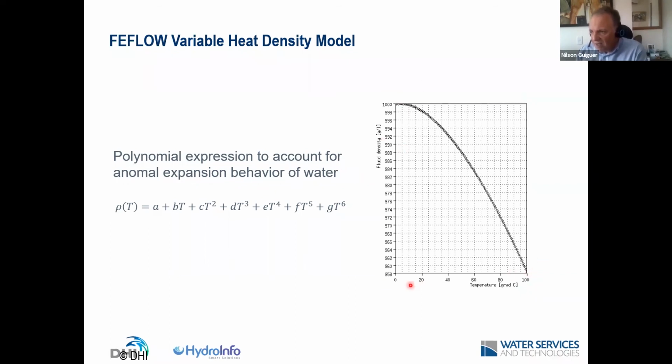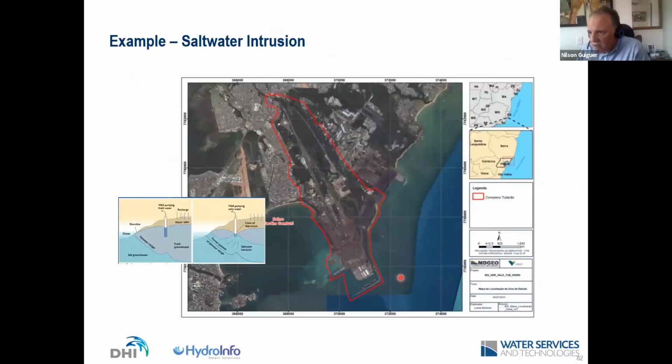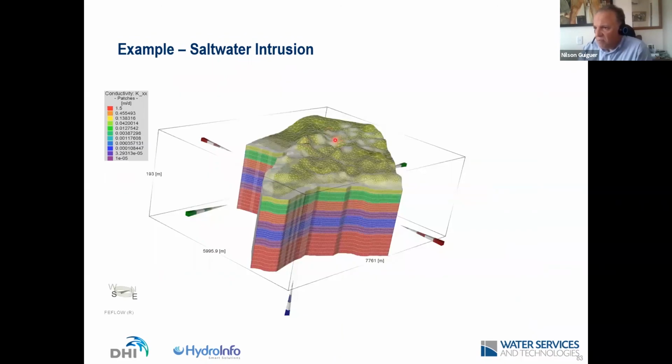So it becomes less dense when it's hotter. And FeFlow then uses a more complicated equation to calculate heat or density-dependent flow. An example we did here as well is a harbor. In this case, they tried to put some barriers, injection barriers, to contain the saltwater intrusion of this area here, because they had some pumping wells in the middle and the saltwater intrusion was happening there.